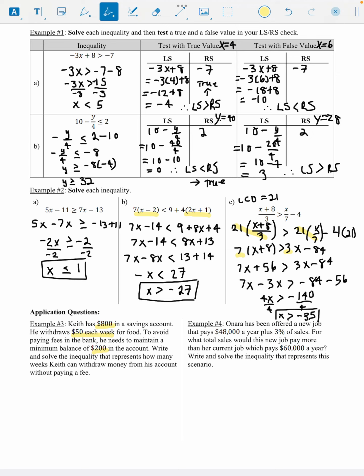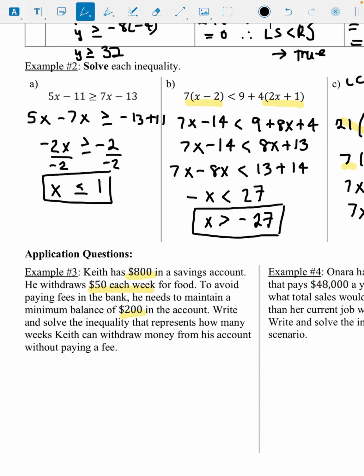Write and solve the inequality that represents how many weeks Keith can withdraw money from his account without paying a fee. So the question is asking us how many weeks Keith can continue to withdraw money. So let's make a let statement saying that W should represent the number of weeks that he can withdraw money from his account without paying a fee.